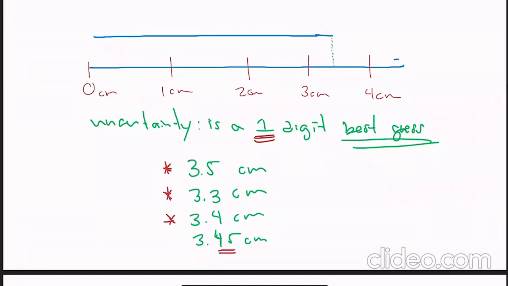But here, I'm not 100% certain that the 4 exists, and I can't be 100% certain that the 5 exists. So this is a 2-digit best guess. So this would not be an acceptable measurement. So anytime you are taking a measurement, it is just a 1-digit best guess. But I happen to buy this ruler at the 99-cent store, and it's as accurate as it can get.